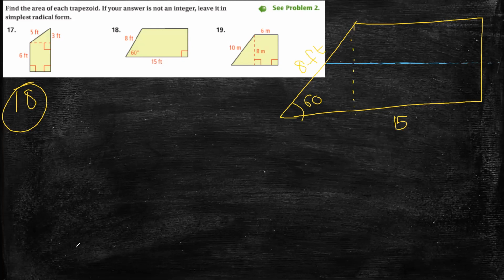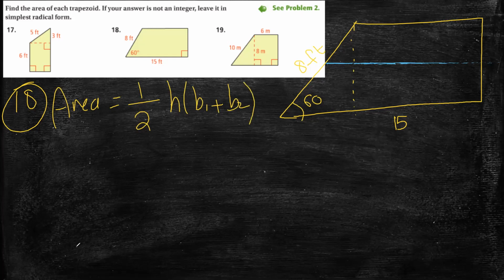So here, I want to find the area of the trapezoid. The area of the trapezoid is half height times base 1 plus base 2. I want to find the area, but I don't know anything about the height, and I don't know the length of base 2. So I need now to find the length of base 2 and the height. Both of them I need to find.